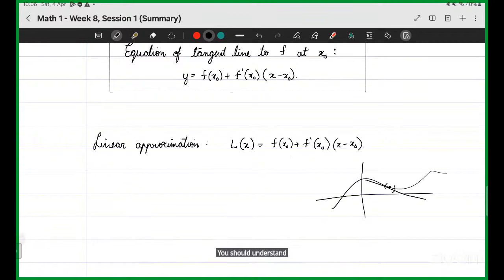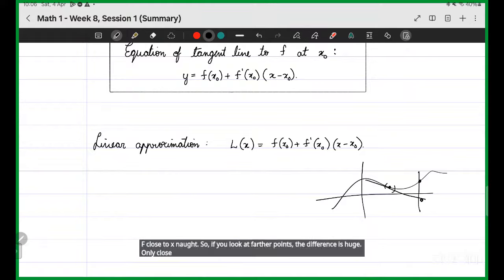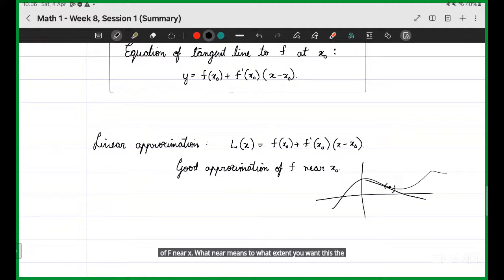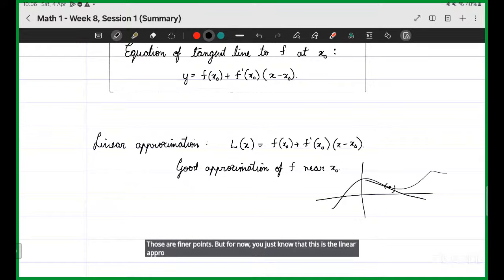You should understand it as this is a linear function which best mimics the behavior of f close to x naught. So if you look at farther points, the difference is huge. Only close to x naught you have good behavior. So this is a good approximation of f near x naught. What near means, to what extent you want this, the degree of accuracy and all that, those are finer points. But for now, you just know that this is the linear approximation, and why it is used is because near the point, the function and the line are very close.